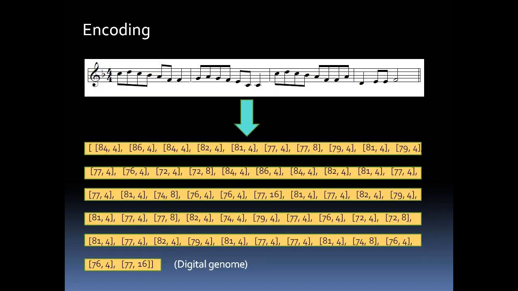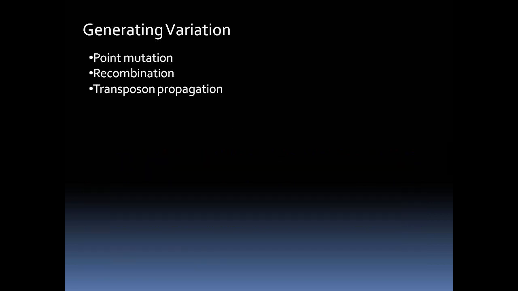The encoding of a musical piece is straightforward because the music itself is nothing more than a sequence of notes arranged linearly. And this can be represented in a linear array by using numbers to represent pitch and note duration, as shown on this slide. Now that we have our digital genome, how do we generate variation for selection to work its magic? There are three methods available: point mutation, recombination, transposon propagation.